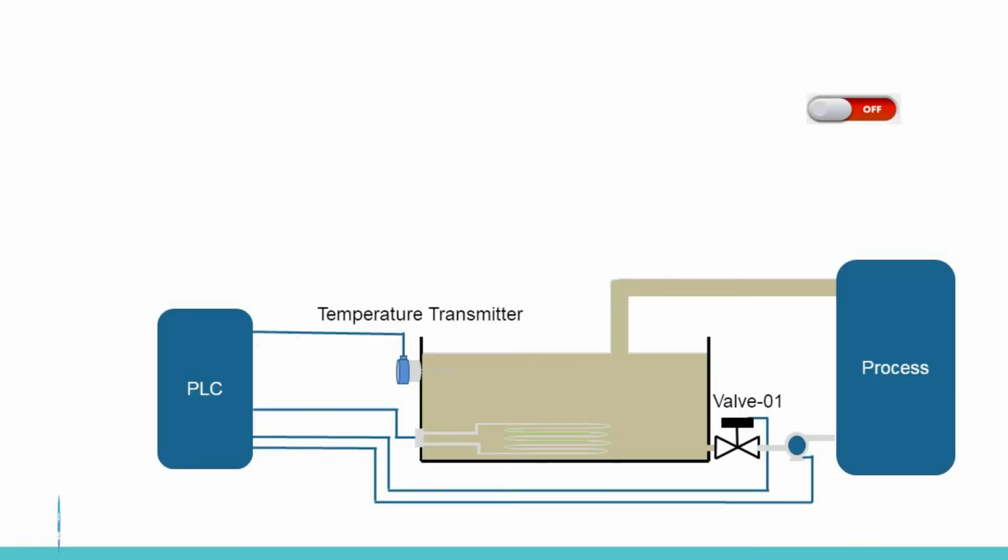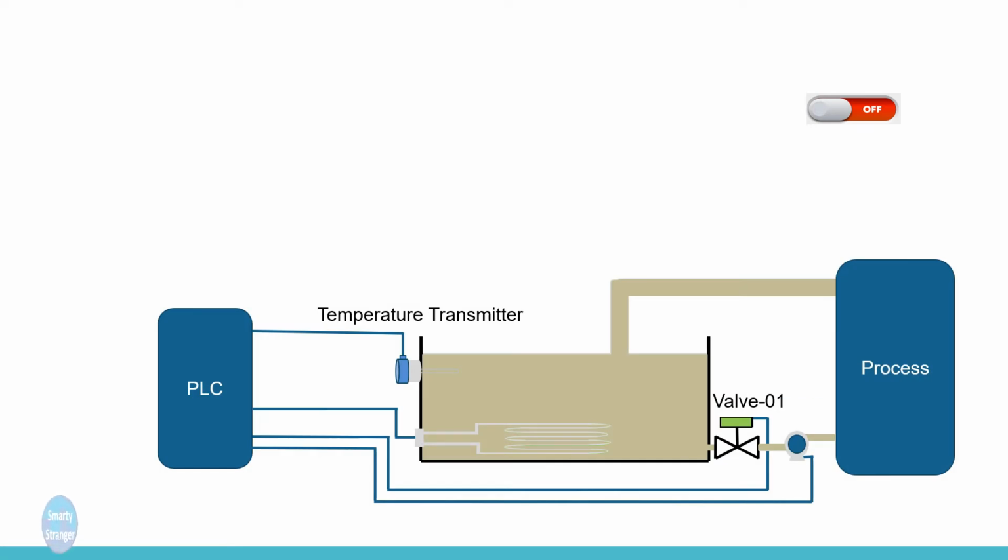Example 01. Consider an example, we have a tank filled with oil, and the oil is used for heating purposes. The process requirement is that the oil temperature must be greater than 45 centigrade. The heater starts again if the temperature decreases to less than 45 centigrade. After that, the valve will open if the temperature is 45 centigrade and the pump starts to supply the oil to the process.